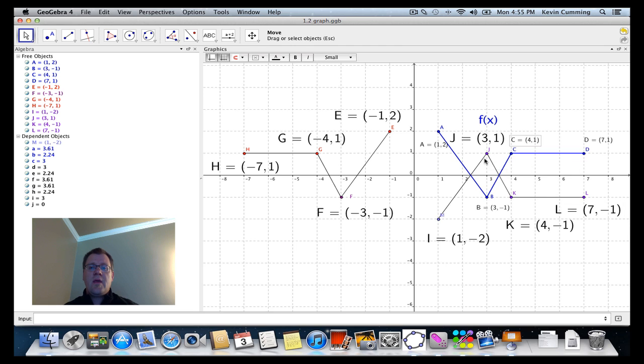So we can come to a conclusion that when a graph is reflected in the x-axis, or the horizontal axis, all the y values have switched signs. That's clear to see. So, quick summary. Reflection in the y-axis, all the x values switch signs. And reflection in the x-axis, all the y values switch signs.